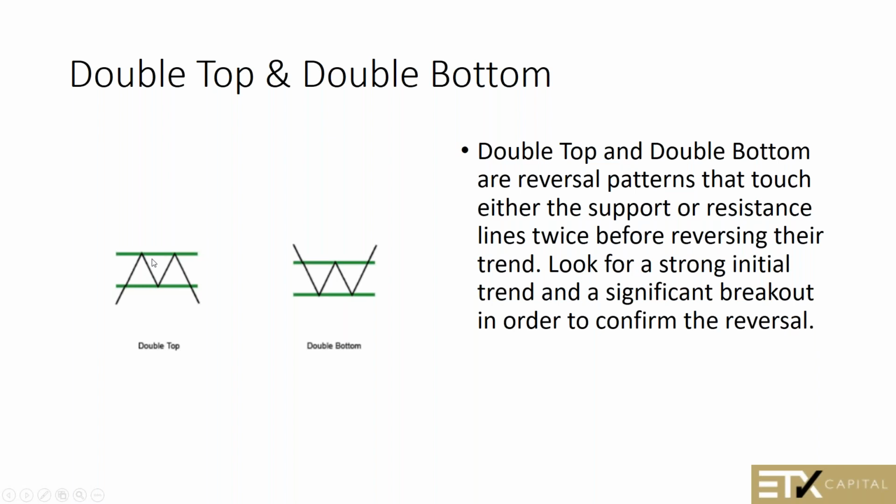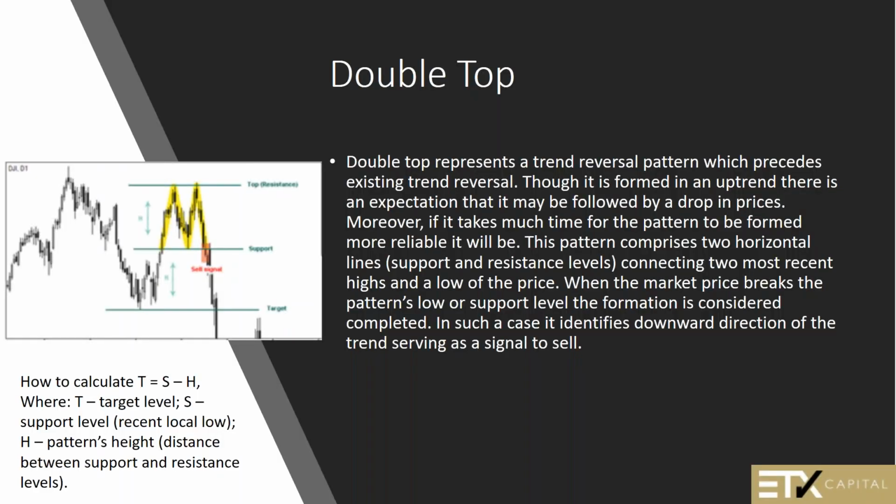So I don't put much reliability on double tops and double bottoms, only because they occur so often. Now, triple tops and triple bottoms, I believe in wholeheartedly, just like the head and shoulders. The rarer a pattern occurs, the more likely it's going to be correct. So double tops and double bottoms are reversal patterns that touch either the support or resistance line twice before reversing the trend. Look for a strong initial trend and a significant breakout in order to confirm a reversal.